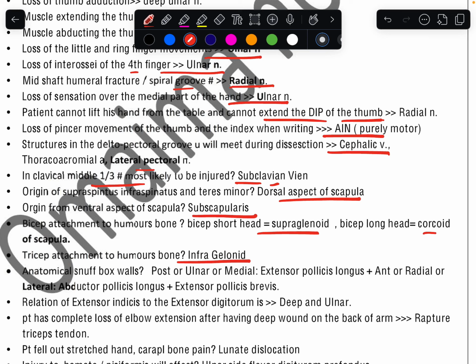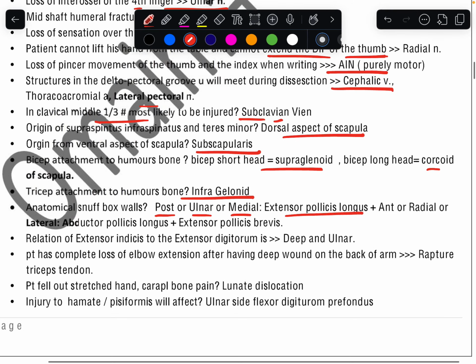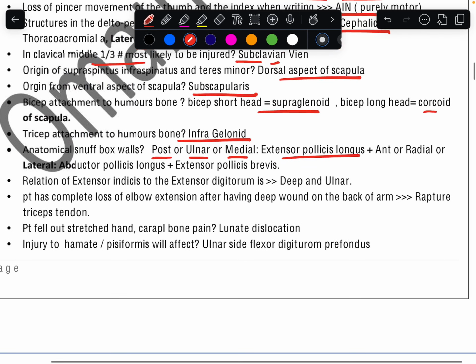Posterior, ulnar or medial. This can be there. Posterior, ulnar or medial. EPL: anterior, radial or lateral. Abductor pollicis brevis, extensor pollicis brevis. Relation of extensor indicis to extensor digitorum.